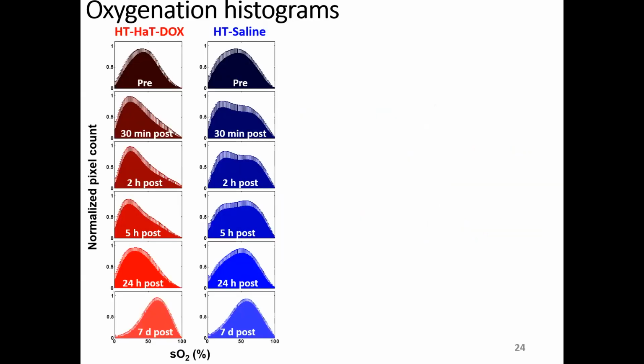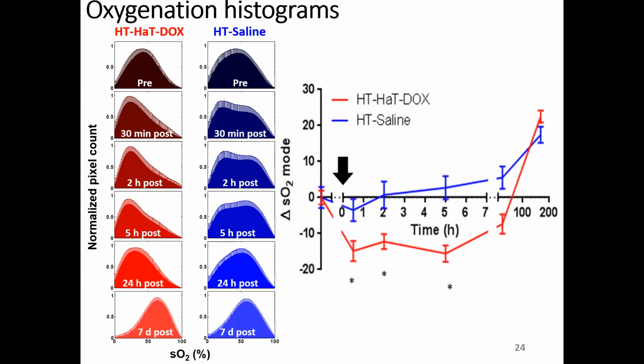If we now quantify this with our oxygenation histograms, what we notice is that the drop within the oxygenation of our treated group persists for the first 24 hours, and by 7 days, the oxygenation of these tumors, most likely as a result of the neovascularization of these tumors, increases for both groups, whether treated or untreated. But it's important to note that the untreated saline group does not undergo any significant changes in the oxygenation of these tumors at the earlier time points.